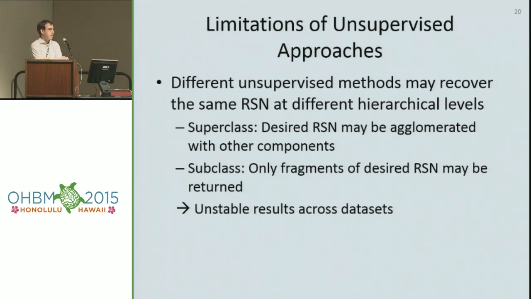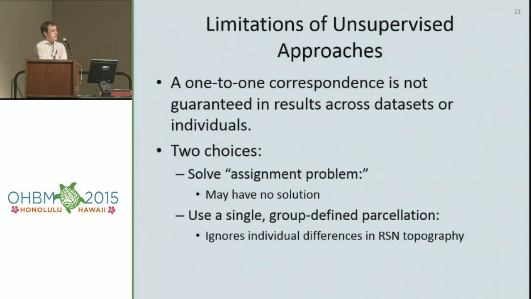So when we desire a particular RSN entity, we may find that we instead found a superclass, meaning that RSN agglomerated with other similar systems, or a subclass, meaning we only got fragments of this RSN. So we may have unstable results across data sets. A consequence of this is that there's no guaranteed one-to-one correspondence between the solutions in multiple data sets.